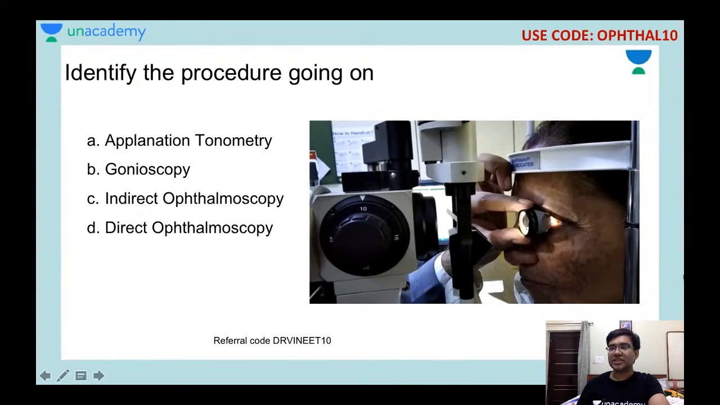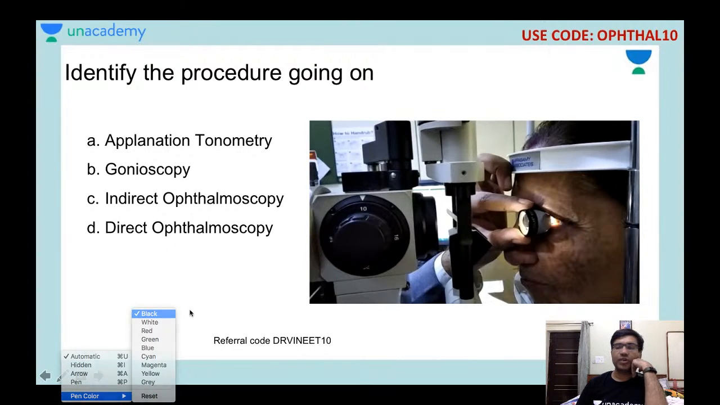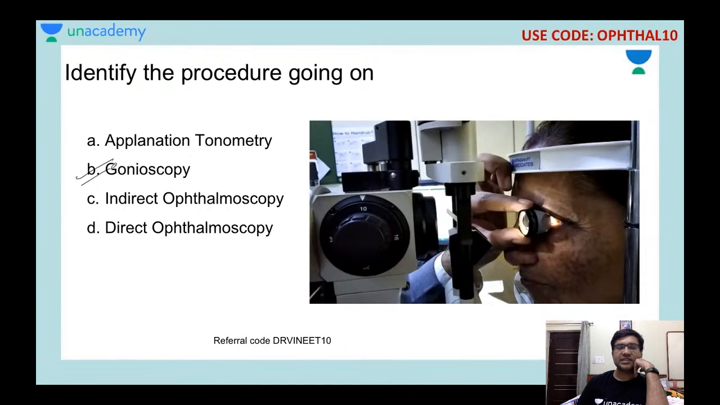Okay, so next question is identify the procedure which is going on. Your options are applanation tonometry, gonioscopy, indirect ophthalmoscopy, or direct ophthalmoscopy. So if you can see, I am basically touching the instrument and putting the instrument over the cornea, and see, I have not put the blue light here. I have basically held the instrument and I am seeing through the yellow light here. Okay, so this is basically a patient where I am going to do... Very good. This is a gonioscopy.